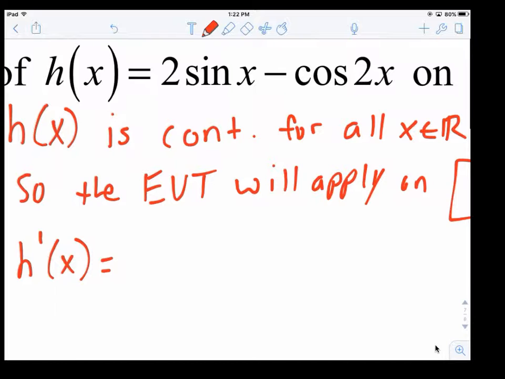What's my derivative? 2 sine of x is going to become 2 cosine of x, and then the derivative of negative cosine of 2x is going to become what? Positive sine of 2x times the derivative of the inside, which is 2. Sine of 2x.